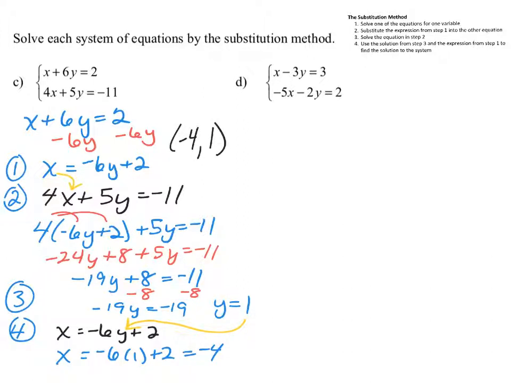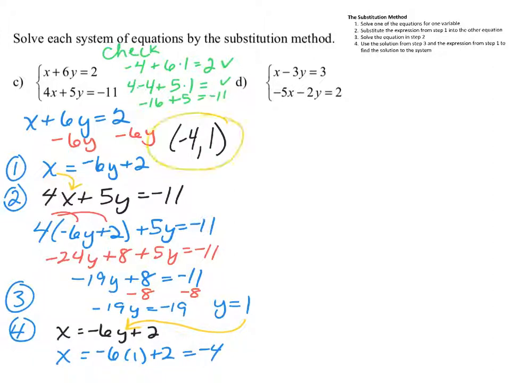As always, we do want to check our work by plugging those values back into the original equations. Of x plus 6y, that would be negative 4 plus 6 times 1, that does equal 2, we can check that. And into the second equation, 4 times negative 4 plus 5 times 1, that's 4 times negative 4 is negative 16 plus 5, that does equal a negative 11, so this is a solution to that system of equations.